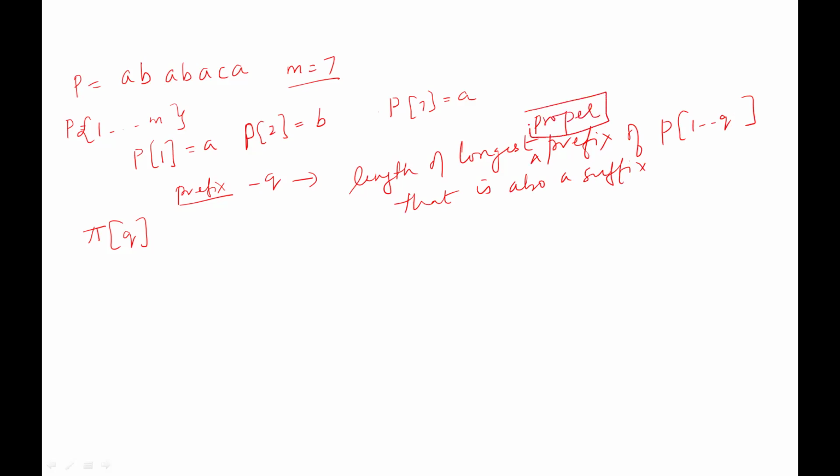Why we say proper is because we exclude the entire substring itself as a prefix. We don't look at the entire string as a prefix, only a sub part of the string. Say, for example, finding out the pi table or the pi array for a pattern P. How do we find it out? It is basically looking at the prefix and the suffix.